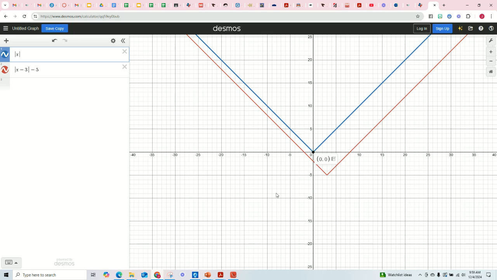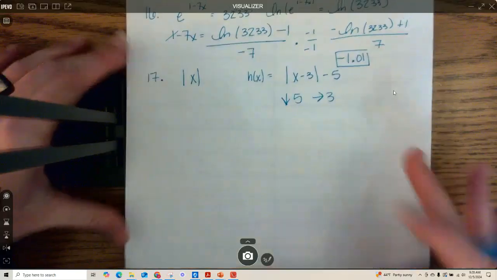Oh, another good point. So you got another good point at 5, 5. So if you go right 3, down 5, that's going to be 8, 0. It's going to cross the x-axis at 8, 0, and -2, 0. Does that help? I just needed to know where it would go up. Okay, like another one.